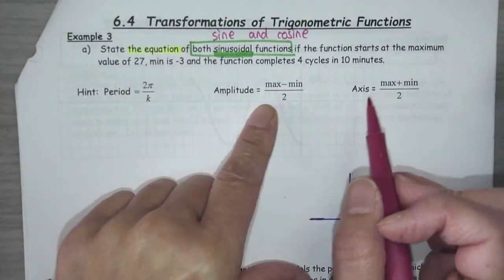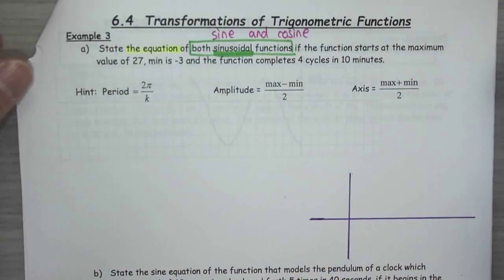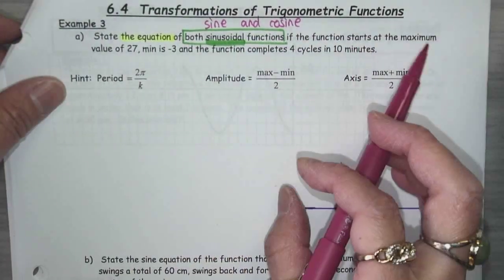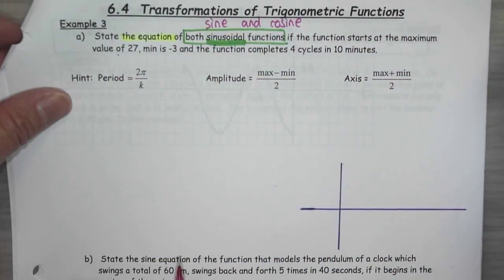Again, these are how I find it. You don't have to memorize it. I kind of understand it from the diagram, but let's do this. So I said it's a maximum of 27 and min is -3.